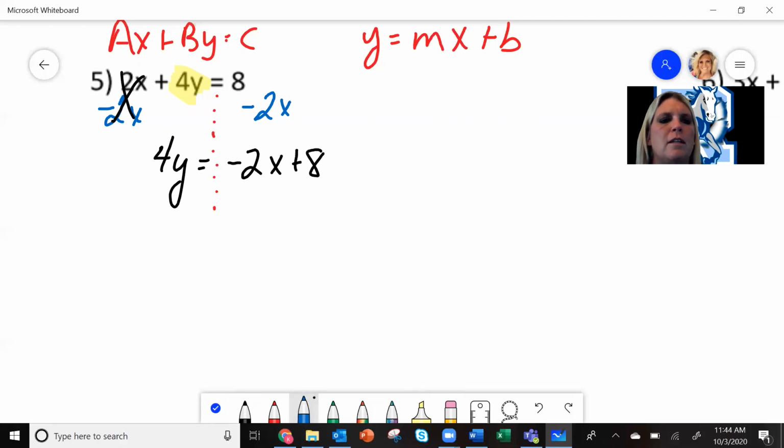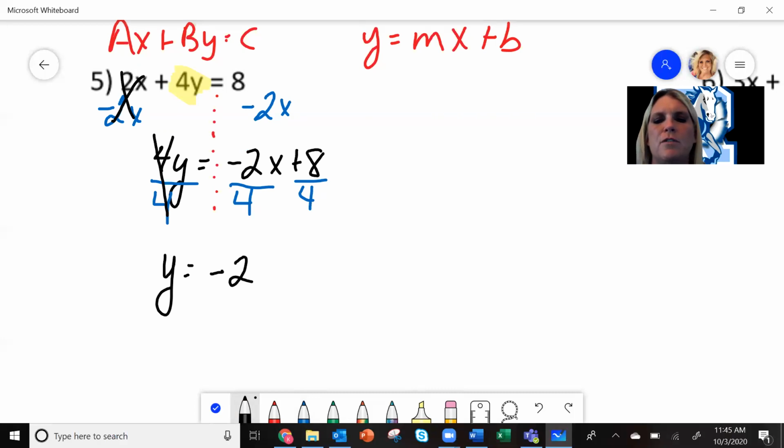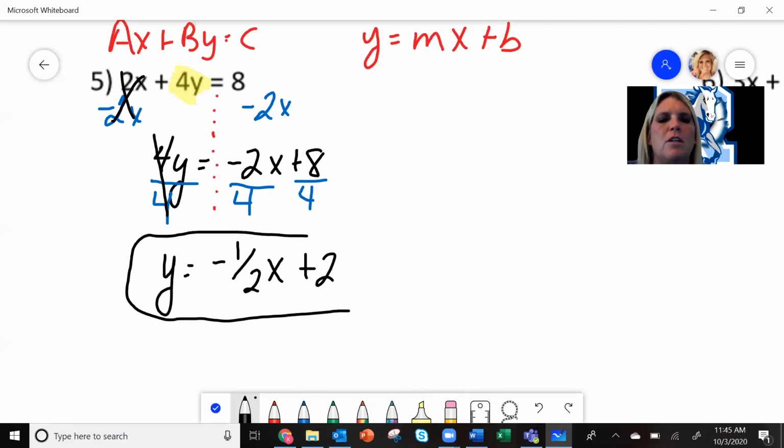Now it says 4 times y, so I do the inverse of multiplying. That is to divide. I'm going to divide each term by 4. 4 divided by 4 is 1, so I get y equals. Now, negative 2 divided by 4. That is going to give me a fraction. The biggest mistake is people tell me that negative 2 divided by 4 is negative 2. That is not correct. It should be negative 1/2 x. Now, 8 divided by 4, that's 2. This is my equation.